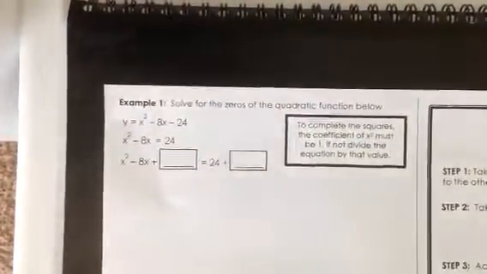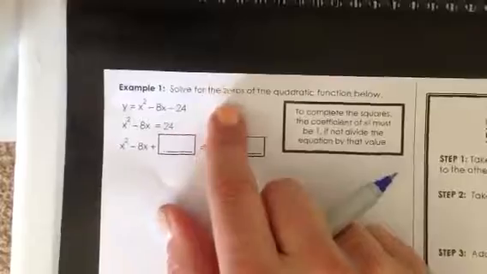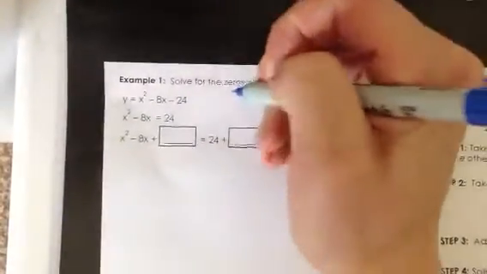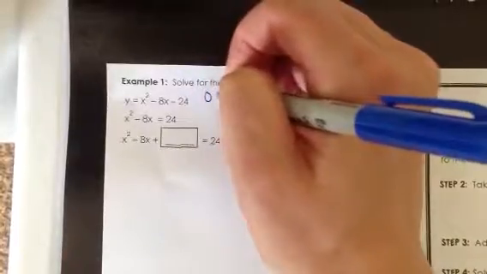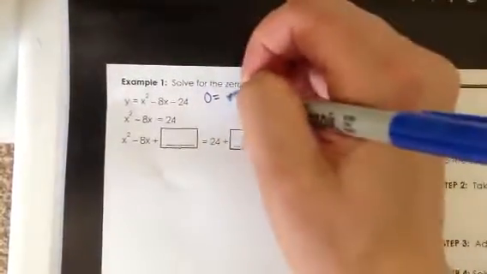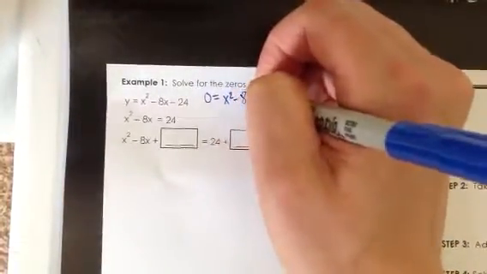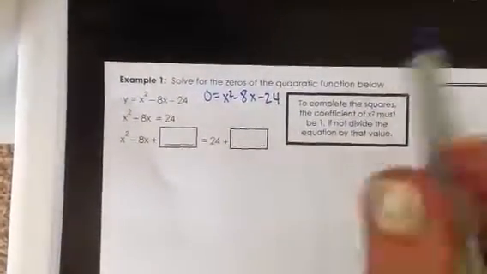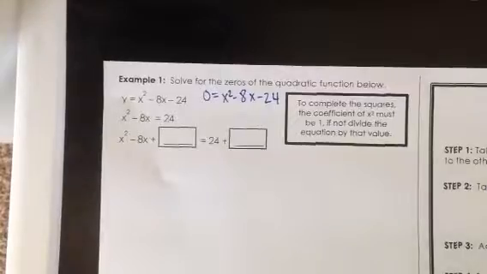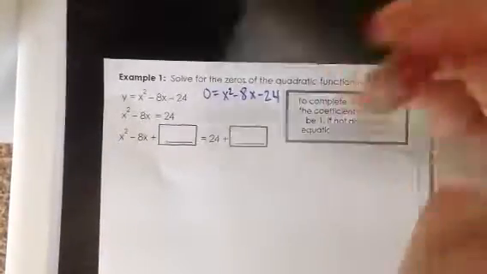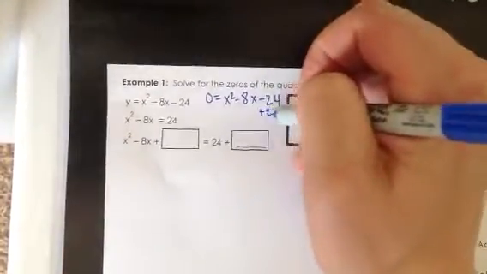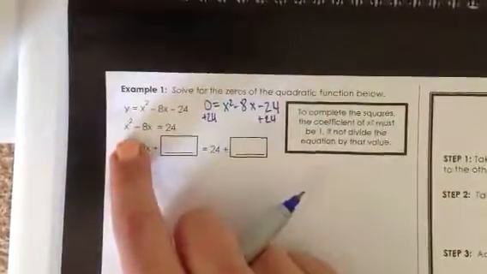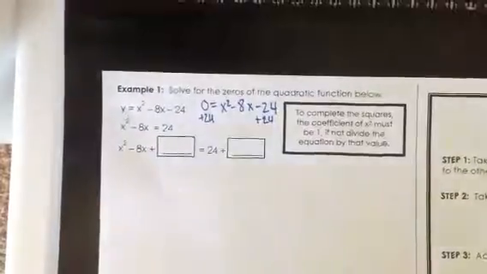So we're going to start off by doing example 1, and they want us to solve for the zeros of the quadratic function below. In order to do that, we need to make y equals 0 and rewrite the equation as 0 equals x squared minus 8x minus 24. The first step is to take the c term out of the way by moving it over to the other side. So then they went ahead and they added 24 to both sides. And that's how they got x squared minus 8x equals 24.